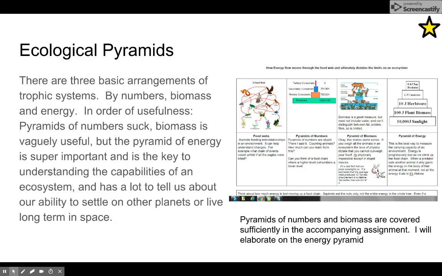Next, we're going to look at ecological pyramids, but I'm going to break that into lesson 2B.